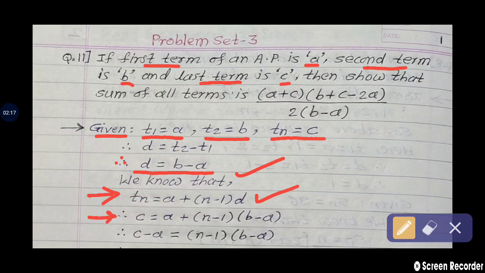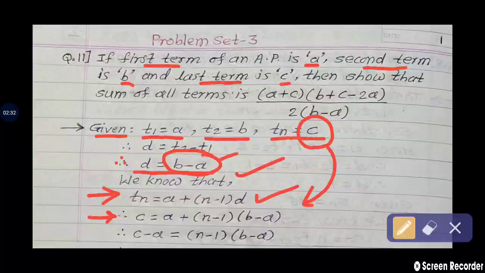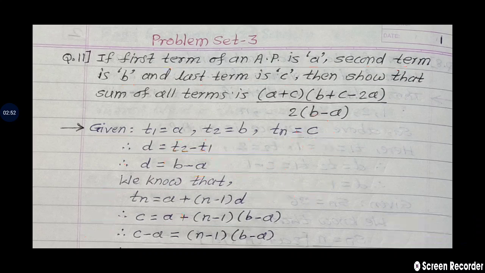Therefore, what is the value of Tn? That is C that we are substituting here, is equal to A plus (n minus 1). The value of D is B minus A, that we also substitute here. Solve the bracket now. In the next step, C minus A is equal to (n minus 1) into (B minus A). So this plus A we are shifting to the left hand side, that's why changing the sign. C minus A is there.